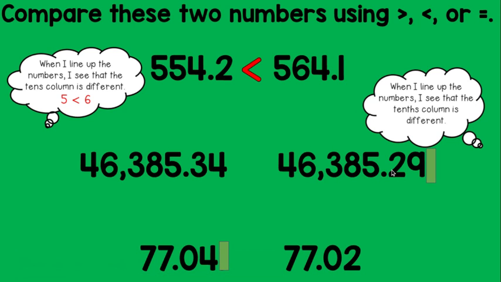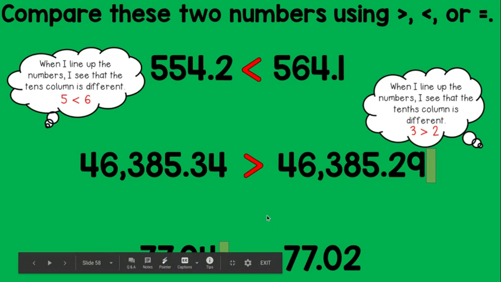So can we tell which number is greater? For sure. I know that 3 is greater than 2. So this is going to tell me that 46,385 and 34 hundredths is greater than 46,385 and 29 hundredths. Our last one, you guys try this one on your own.